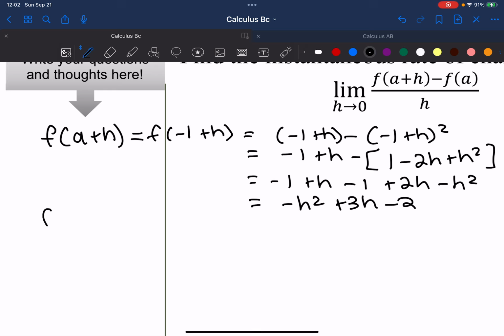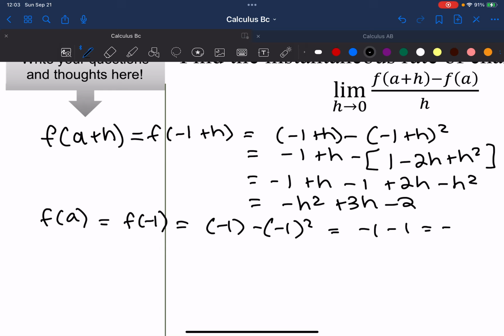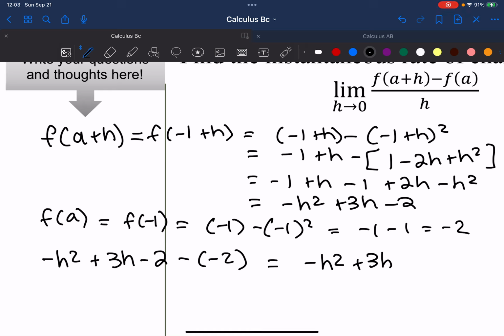Then I'm going to find f of a, or in other words, f of -1, which would be -1 minus -1 squared. This is negative 1 minus 1, which is negative 2. Now I'm subtracting both of these. So this is negative h squared plus 3h minus 2 minus a negative 2, which means this is negative h squared plus 3h. Remember the whole thing was divided by h, so I can cancel out an h from each of these, and I am left with negative h plus 3. I know h is going to approach 0, so when h approaches 0, I'm left with 0 plus 3, which is 3.